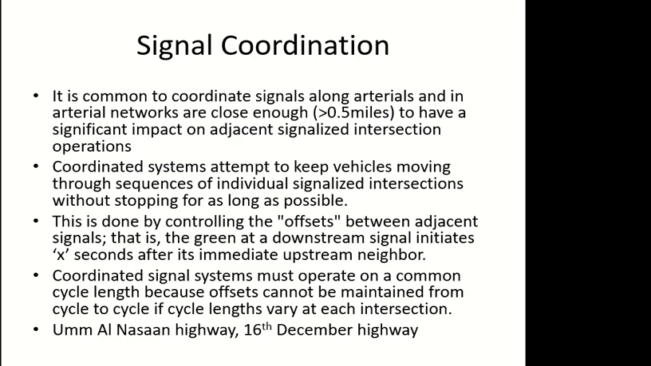Then we have signal coordination, okay, which is applied where a main highway has a series of intersections close to each other. What do we consider as close intersections? One which has a spacing of less than 0.5 miles. Less than 0.5 mile means around 800 meters. So when intersections are in sequence, they are on a main highway and their spacing is less than 800 meters or 0.5 miles, we can coordinate these signals.